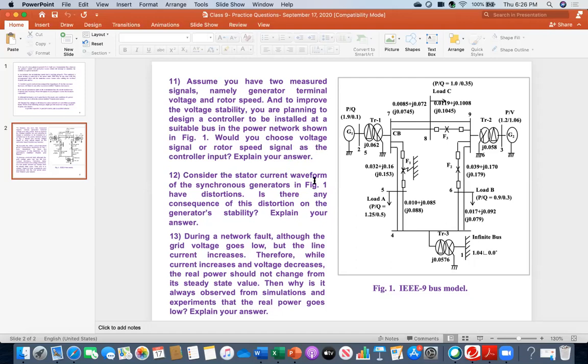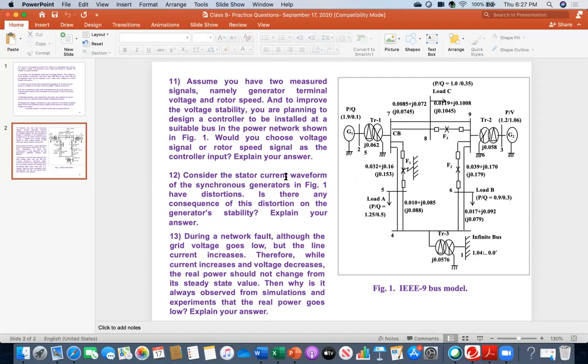Now, you might argue that during any fault, during voltage instability, some impact will go on the generator shaft, so I might choose the rotor signal as well. The answer is yes, you might choose it. It will help somewhat. System stability will come back somewhat, but not fully. Still, oscillation will continue.